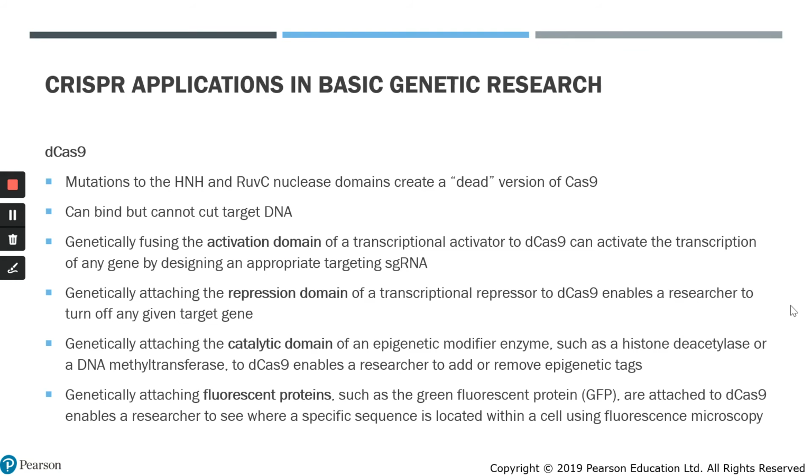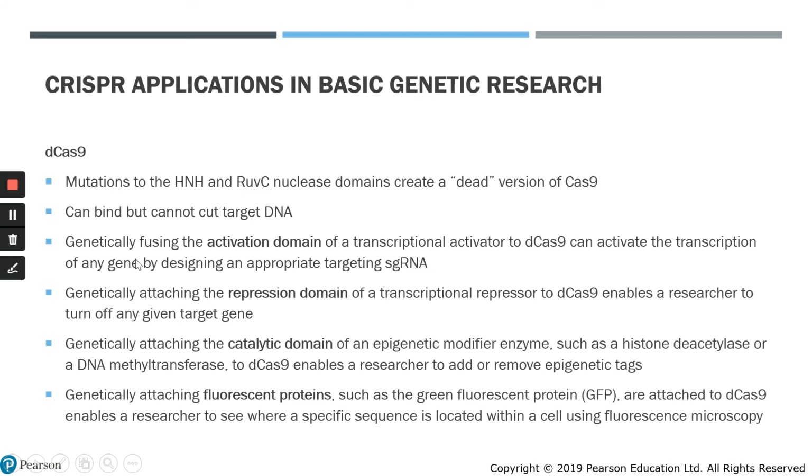Mutations to the HNH and RuvC nuclease domains can create a catalytically dead version of Cas9. So if you remember from the previous lecture, the HNH and RuvC domains were responsible for introducing a double-strand break in the targeted region of the genome. However, if these regions were mutated on the Cas9 enzyme, the Cas9 enzyme would be able to bind to the target DNA sequence, but it would not cut that target DNA sequence. This catalytically dead version of Cas9 is called dCas9. dCas9 has been modified in multiple ways.